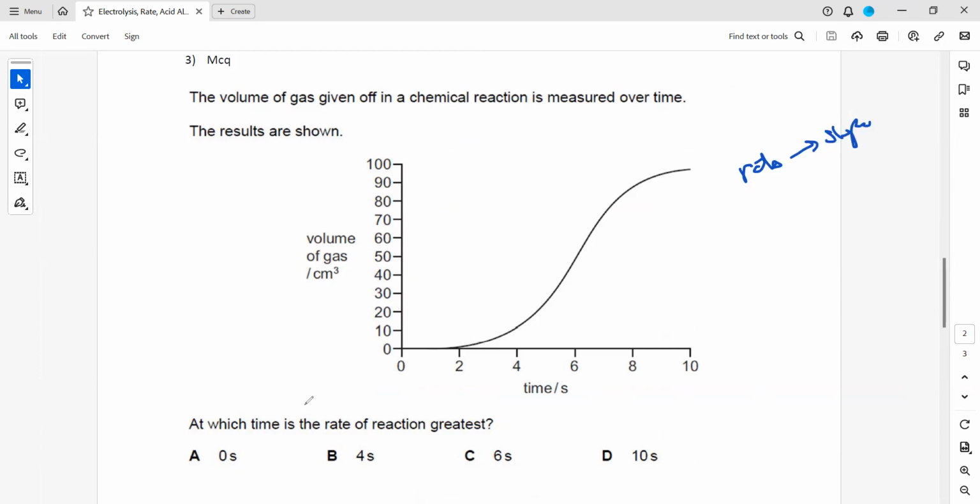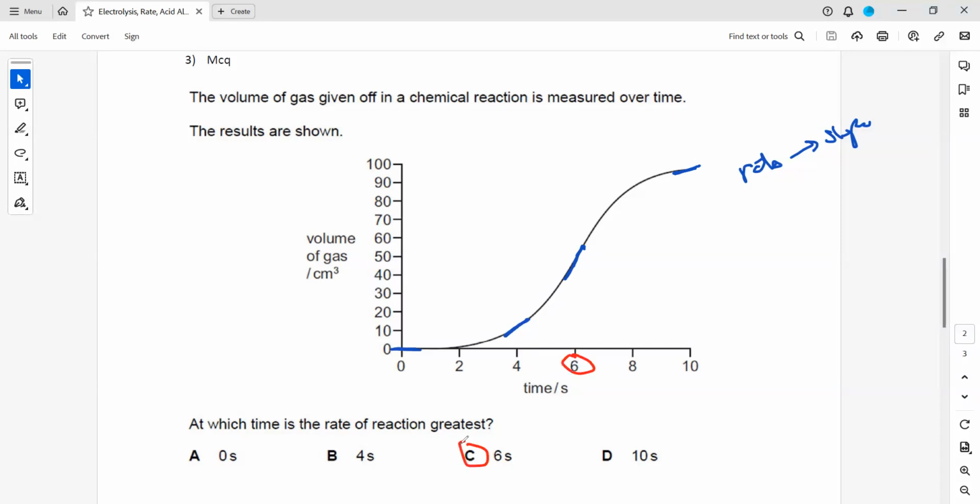So which part has a steeper slope? At 0, it's a horizontal line, so the slope is 0. At 4, this is the slope. At 6, this one is the slope. At 10, this is the slope. Which line has a greater angle? 6. So it will be C.